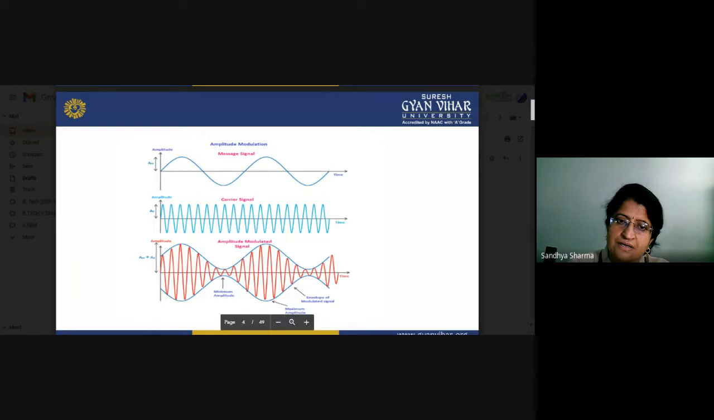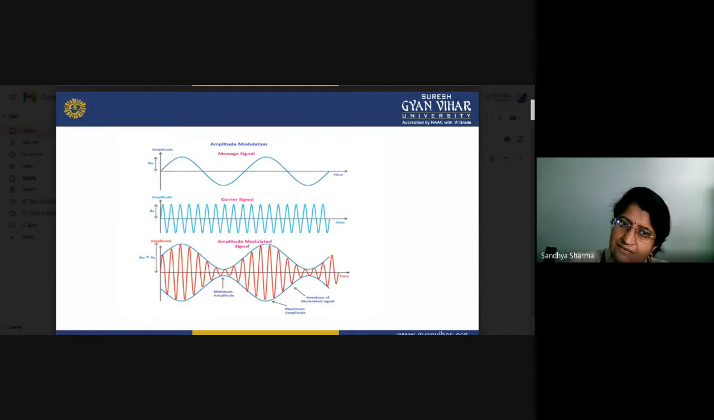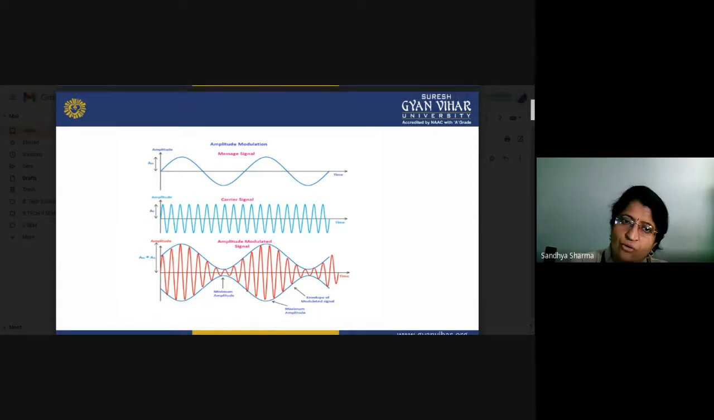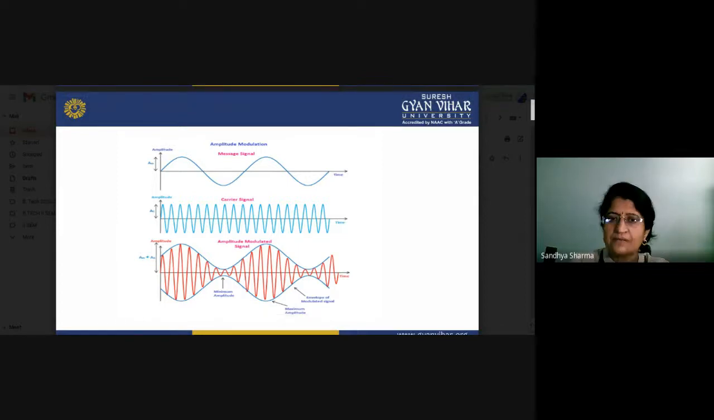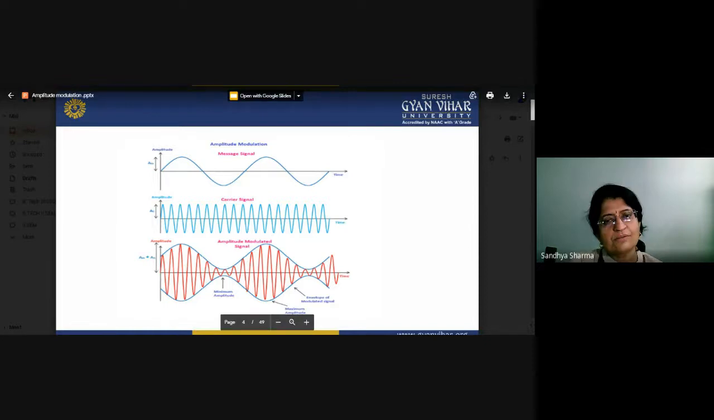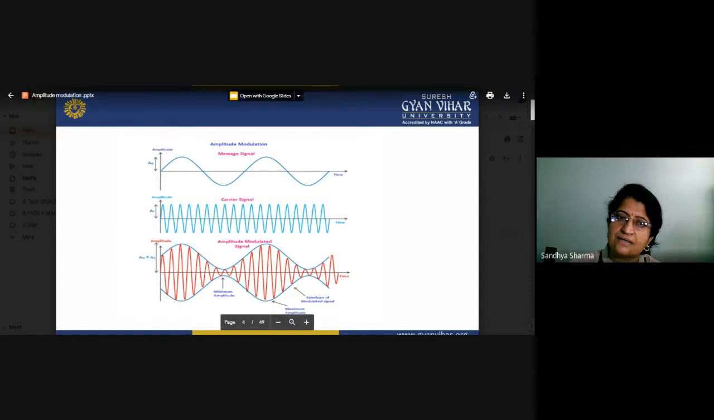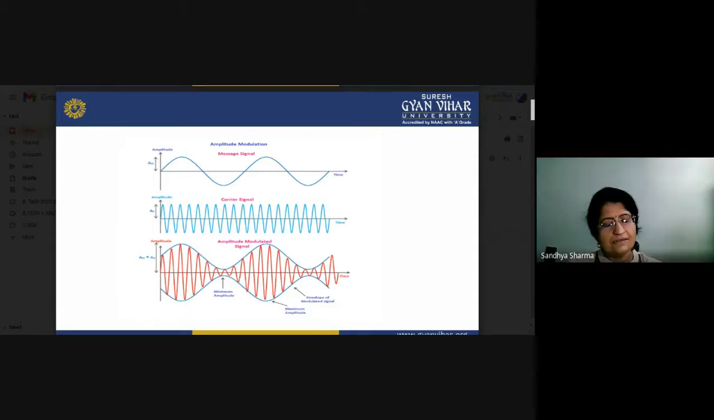You can see in the second waveform that the amplitude of our carrier wave is not changing; it is constant with respect to time. But as we superimpose our modulating signal onto the carrier signal, the amplitude of our carrier signal changes according to the modulating signal. This is amplitude modulation, and this type of modulation is used in our radio broadcasting system.